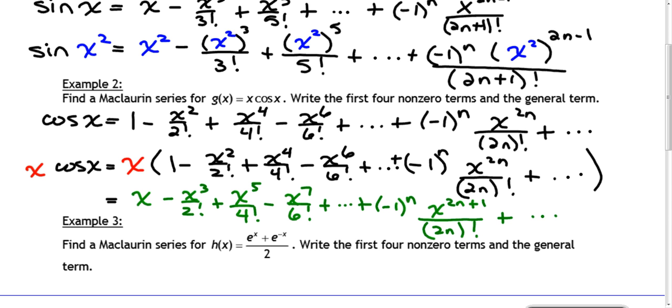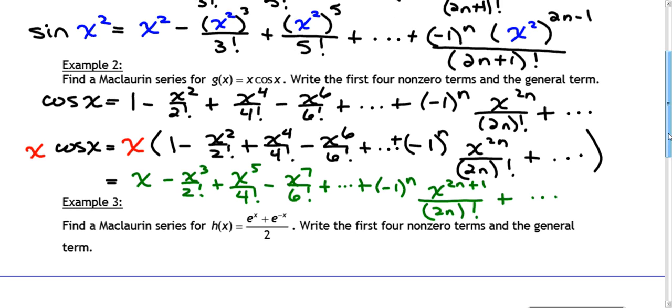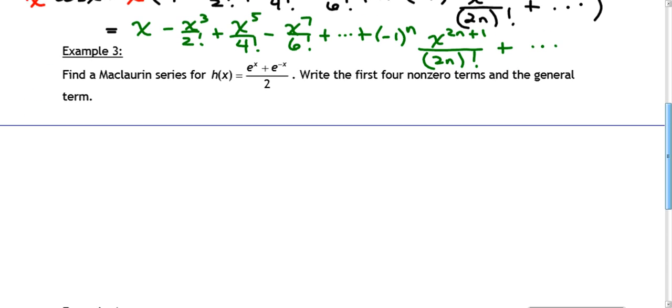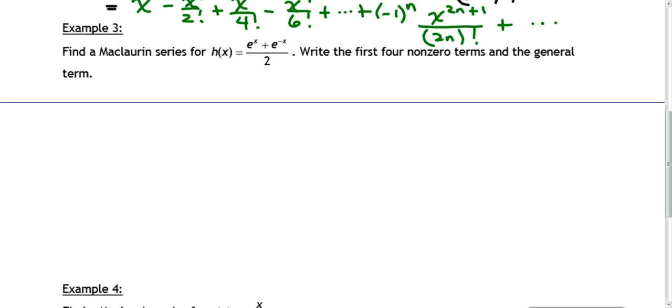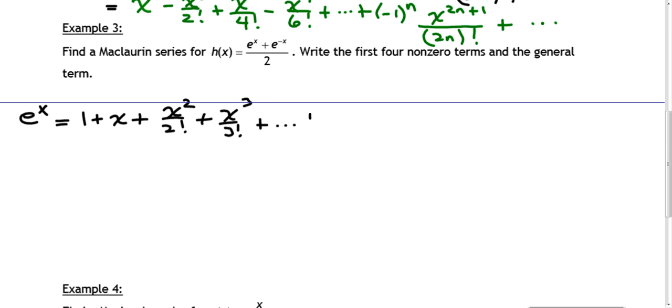We're moving on to example 3, and example 3 is going to go exactly like examples 1 and 2. First I'm going to start by writing out my e to the x. e to the x is 1 plus x plus x squared over 2 factorial plus x cubed over 3 factorial, and so on, plus x to the n over n factorial. So there's my e to the x.